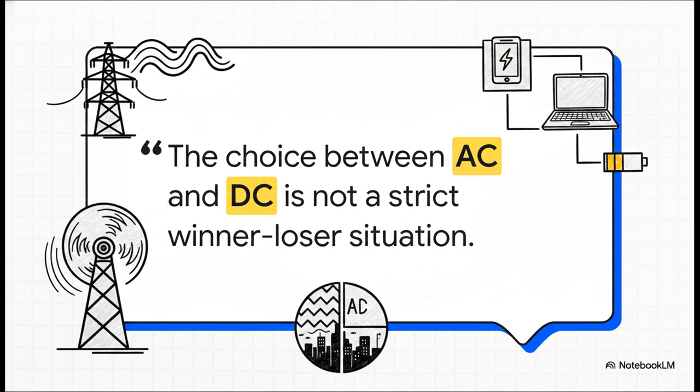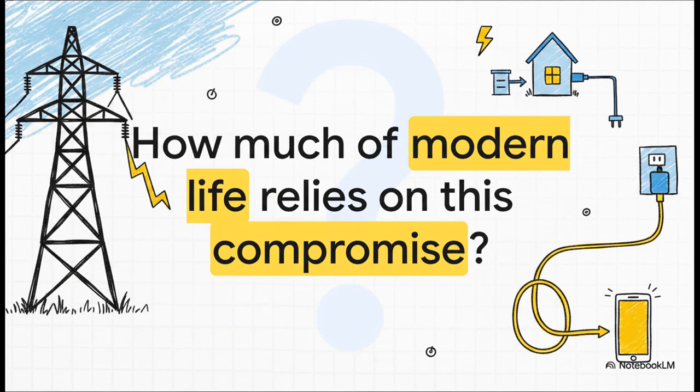Honestly, both Tesla and Edison won in the end. As we've seen, both types of current are absolute lifesavers in different scenarios. Our modern world literally requires the harmony of both to function properly. So the next time you plug your charger into the wall, just take a second to appreciate the journey of those electrons. From the high-voltage AC grid, stepping down into your home, running through that adapter, and finally filling up your DC smartphone battery. It really makes you wonder, how much of our modern life relies completely on this historic compromise?